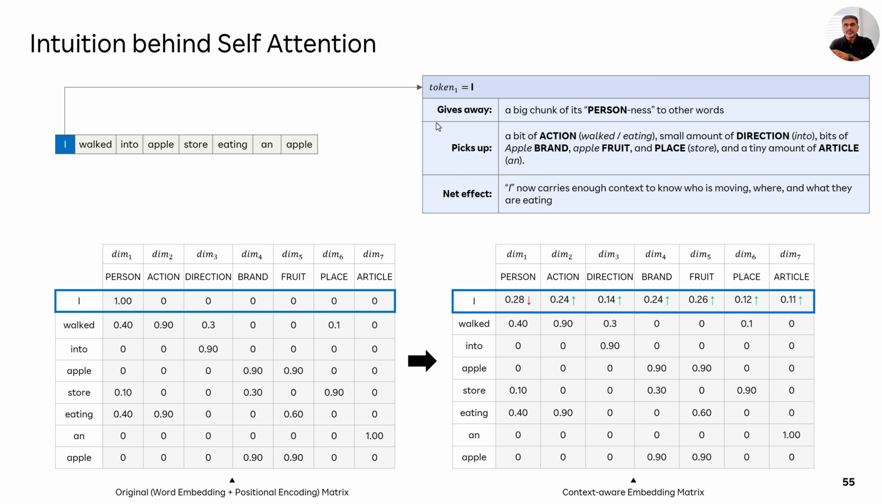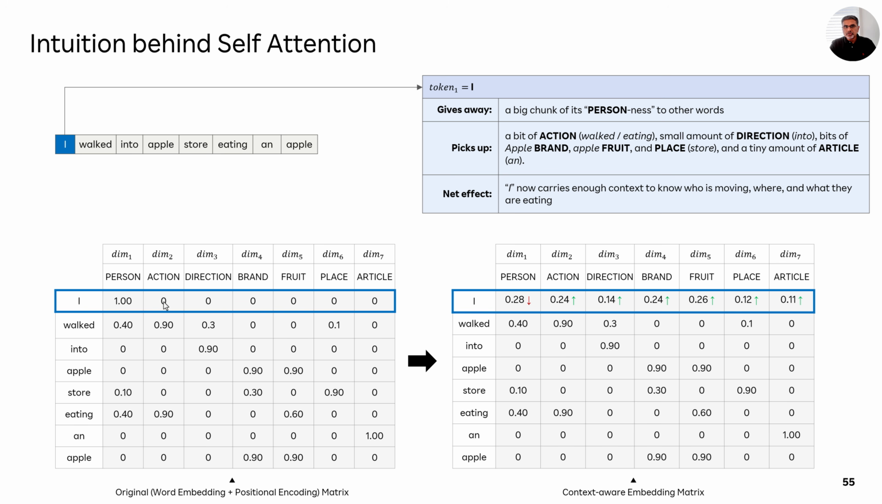What you want to figure out is what feature values will I give away. In this case, for this sentence, what I want to give away is a big chunk of the personness feature. I want to give it to other words. And what I want to pick up from the other words is a little bit of action. So I know that this word I is actually performing this action of walking as well as eating, right? Right now, in the original word embedding, I don't have any value for action. But in this sentence, this I is doing walking and eating as an action. So I need to borrow that from other words, right?